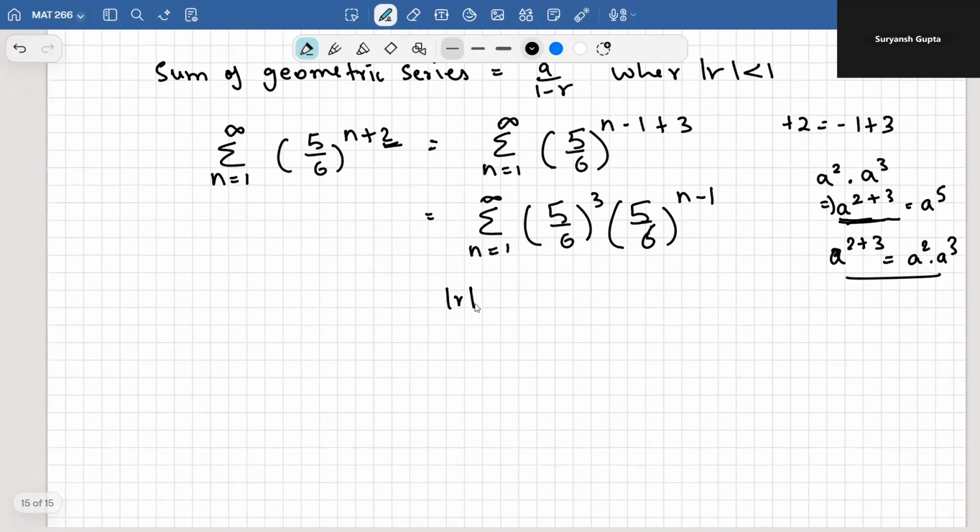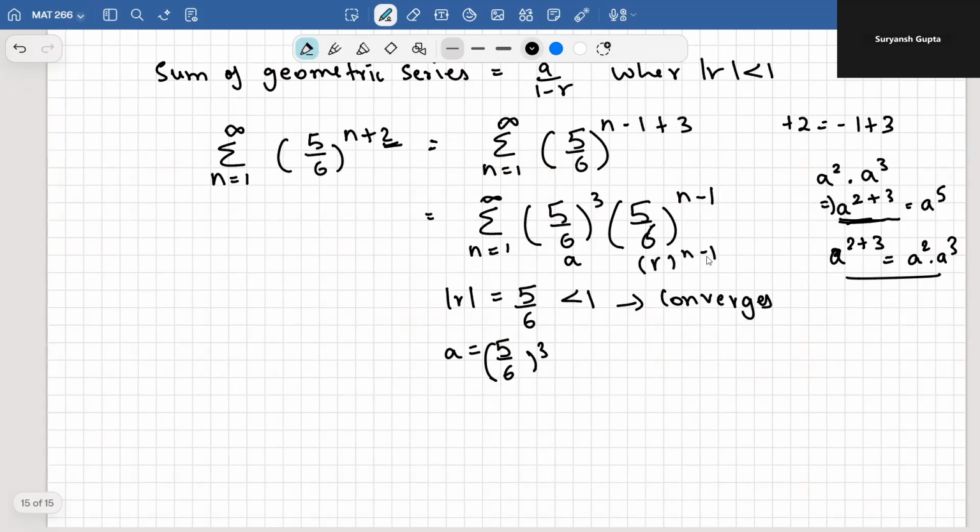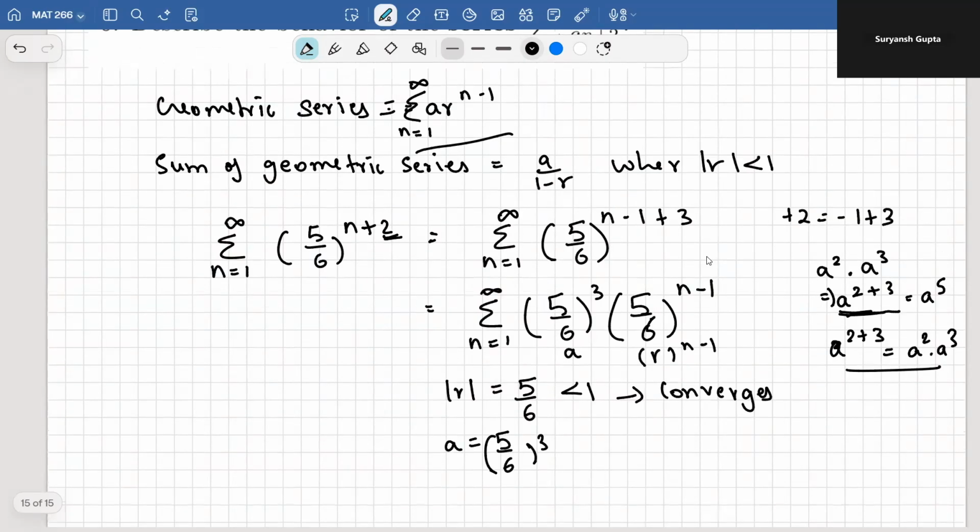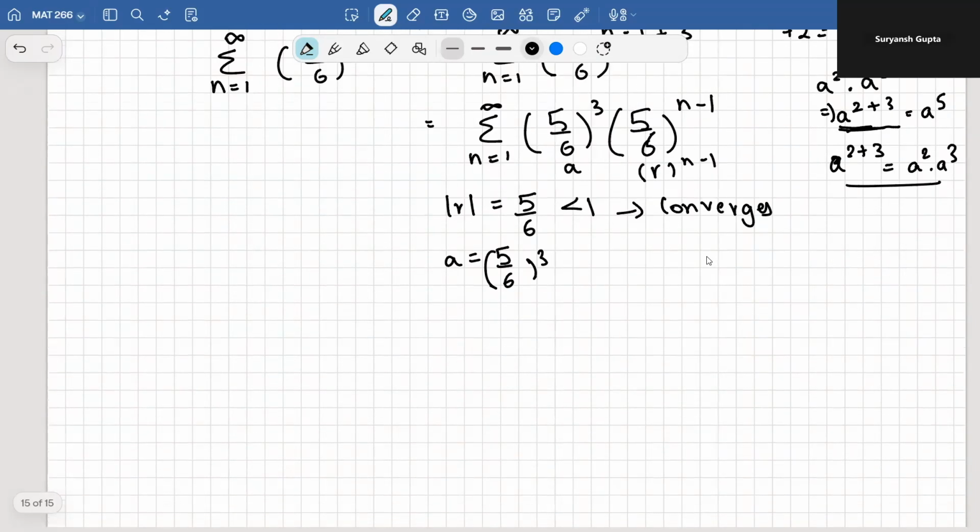My modulus r is equal to 5 by 6, which is less than 1. So we know it converges to a value, and the sum of the series is going to converge. a is equal to 5 by 6 cubed. So to write this down, this is a r to the power n minus 1. Next, going back to the formula for the sum of a geometric series, sum is equal to a by 1 minus r.